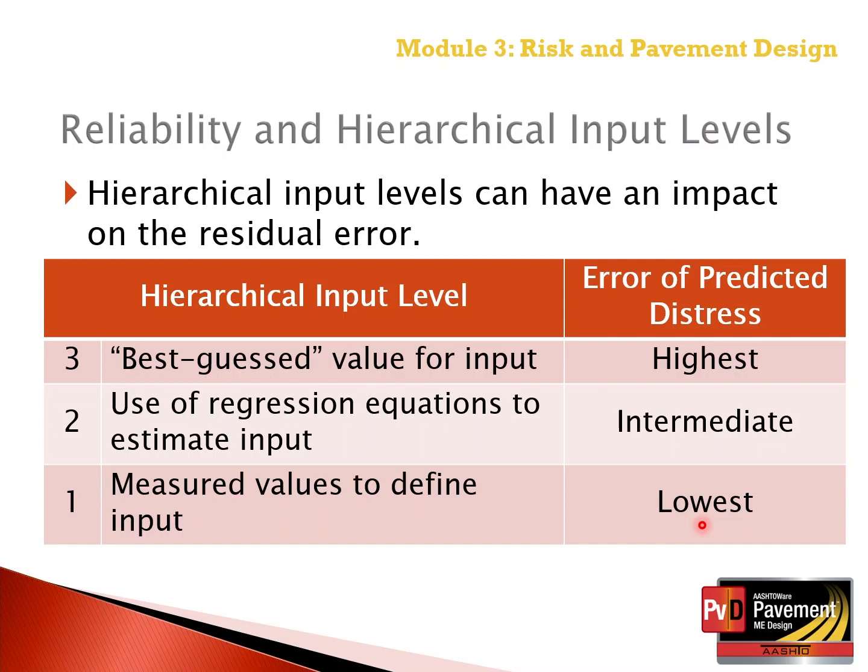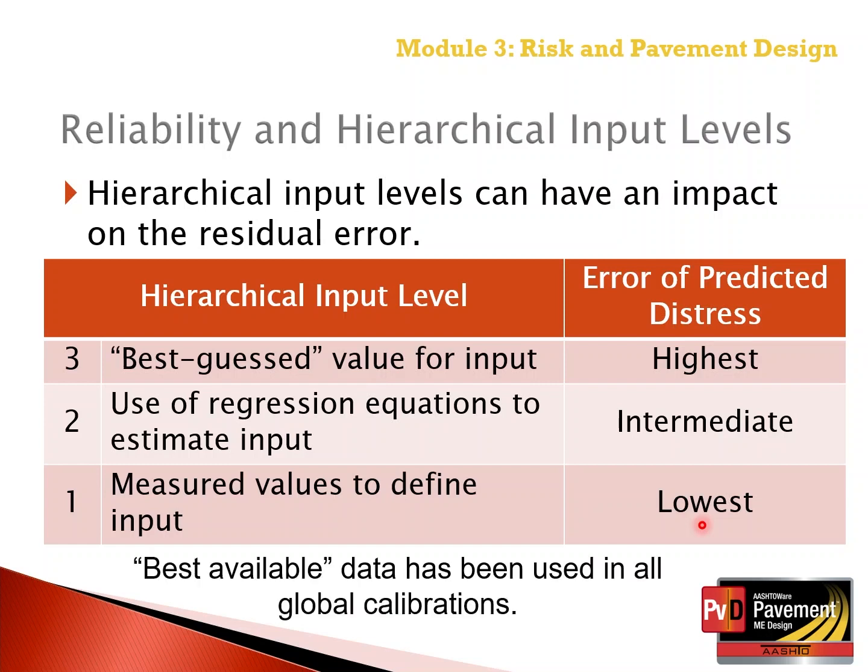And again, that may sound confusing now, and we'll come back to this concept, as I noted, when we talk about the individual pavement distresses and how the error was determined as used in pavement design. So again, best available data has been used in all global calibrations. Many local agencies, or agencies that have done local calibration, have also used best available data or a combination of hierarchical input levels.